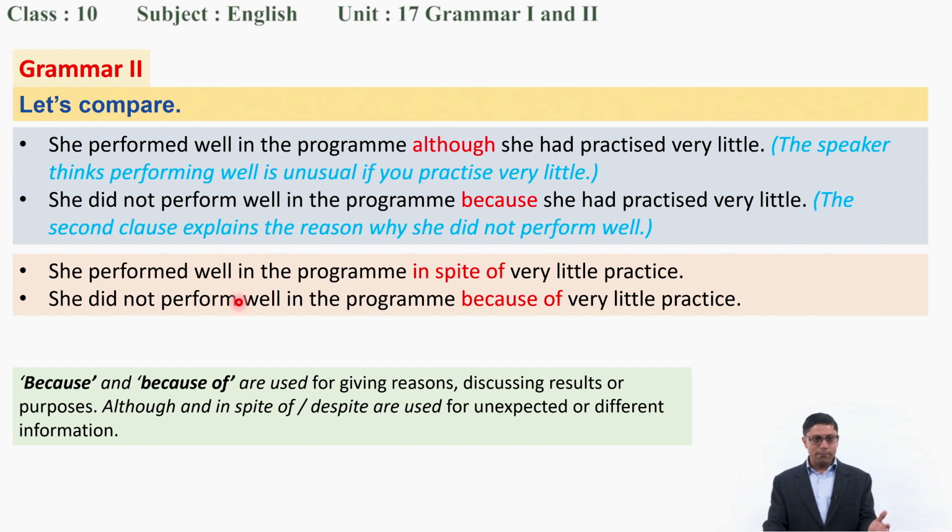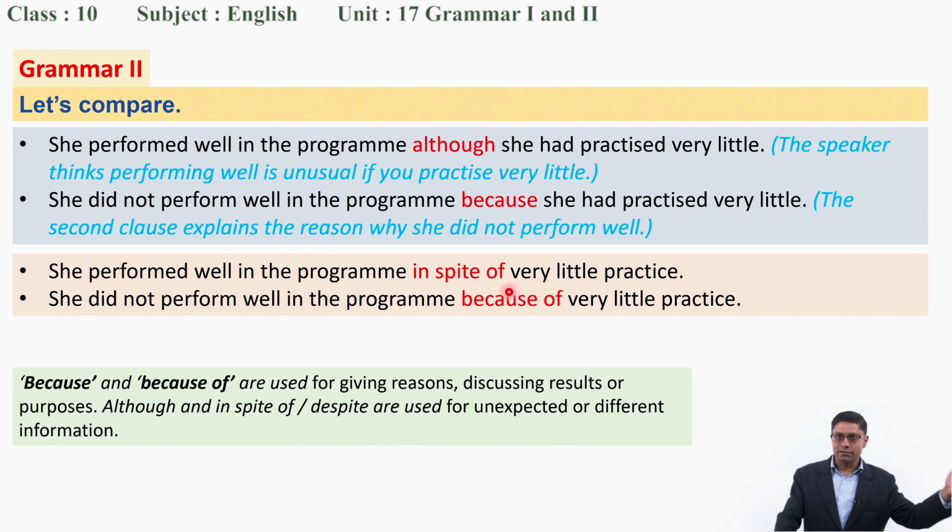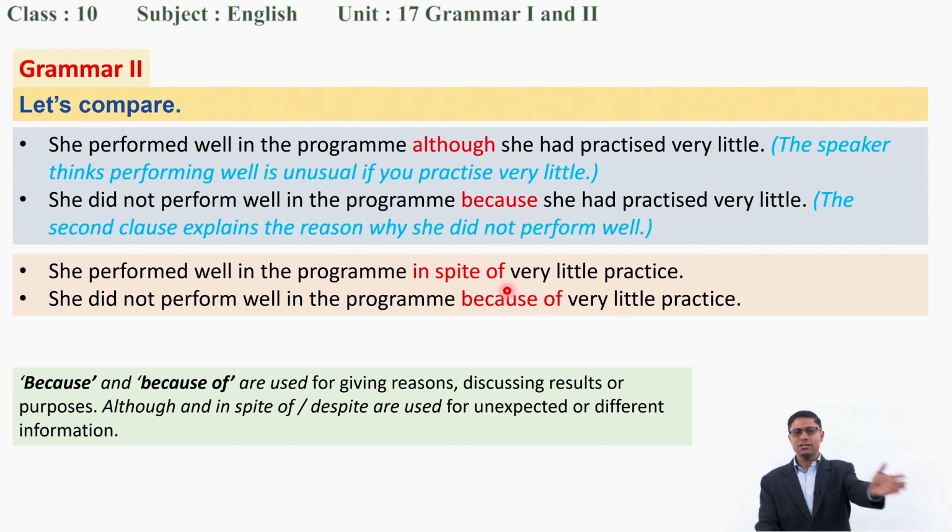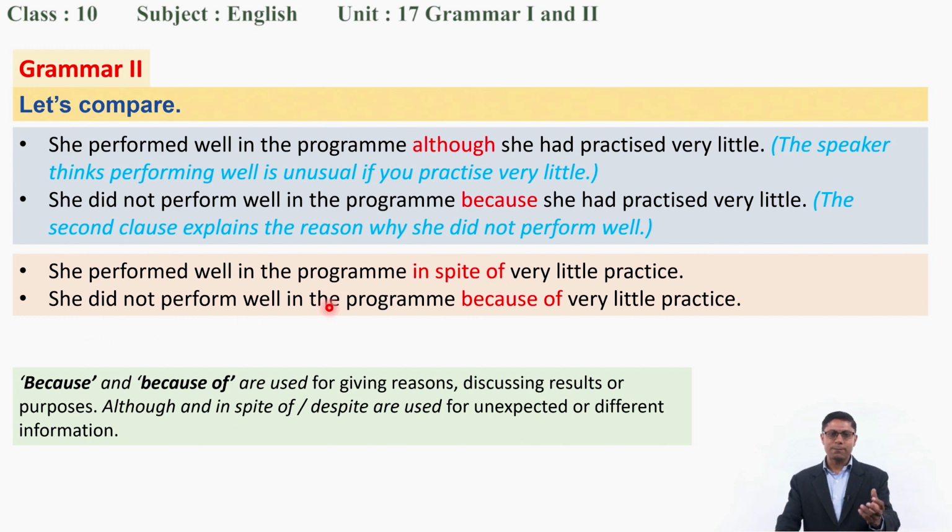In the same way, she performed well in the program in spite of very little practice. So surprising fact, she practiced very little, but she performed well. Okay. Surprising fact, contrasting fact. But look at the second one. She did not perform well in the program because of very little practice. It gives the reason. The second clause tells us the reason. Because of very little practice, she did not perform well.